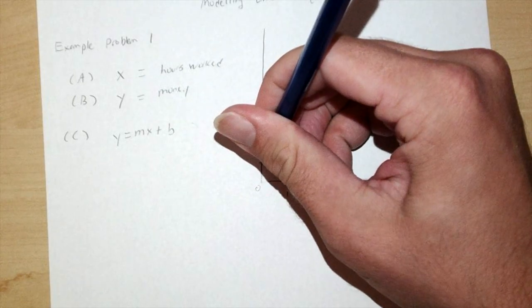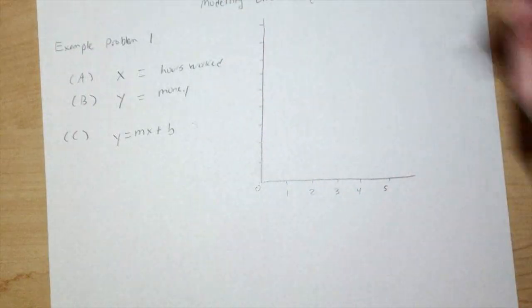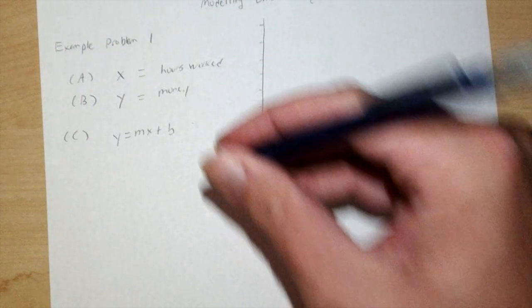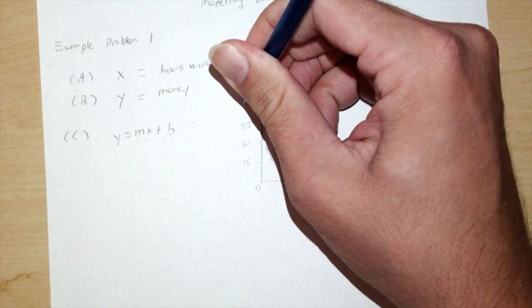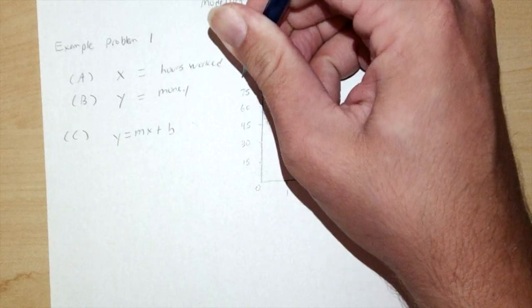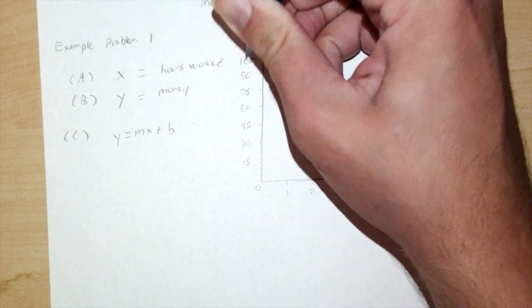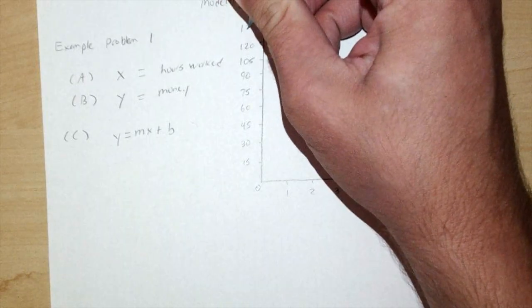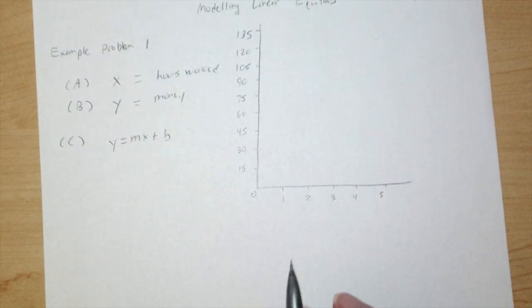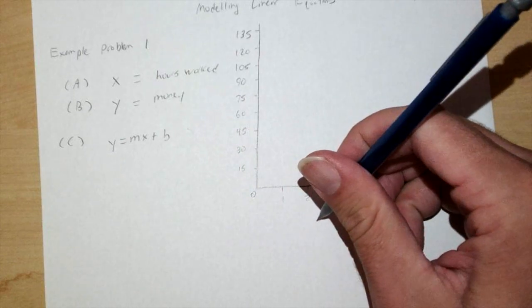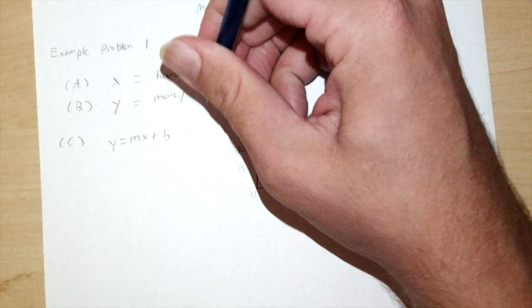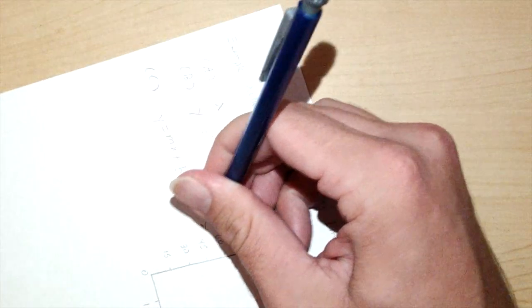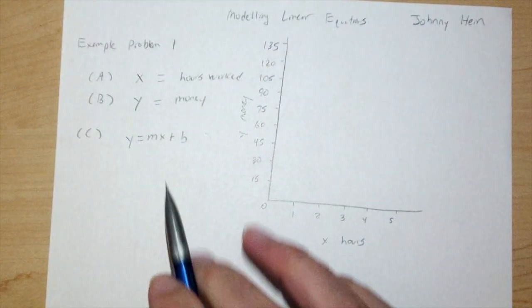I'll talk more about how I graph this in a second. Okay, so I'll talk about how I graphed it in a sec. But we figured out that X was our hours and Y was money, and we're trying to figure out how we draw the equation.